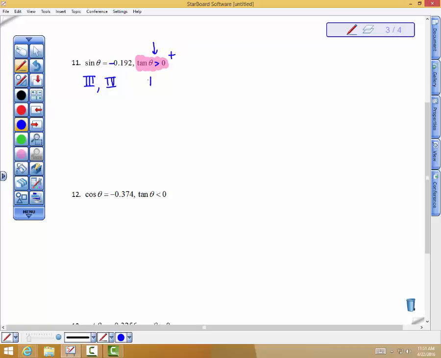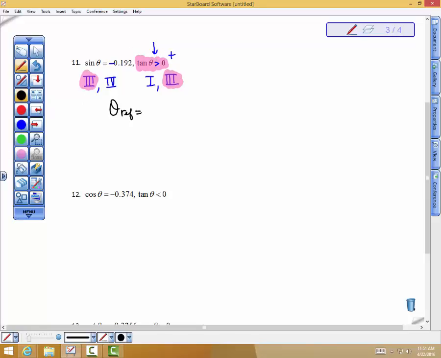Well, tangent is positive in the first and the third. So in this problem, step number 1 leads me to seeing that this can only happen in one location. It's only the third quadrant where I can find an angle whose sine will be negative and whose tangent will be positive, or greater than 0. But the process remains the same.